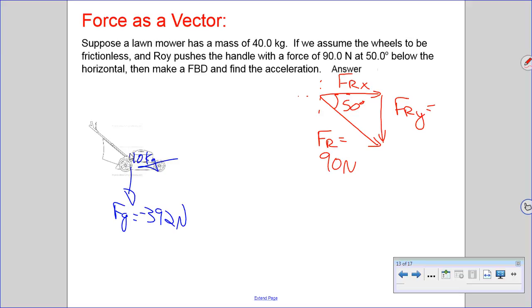Does anybody need me to go through this? All right. So if you find these, the x component turns out to be 57.9 newtons, and the y component is going to be negative because it's downwards, 68.9 newtons.